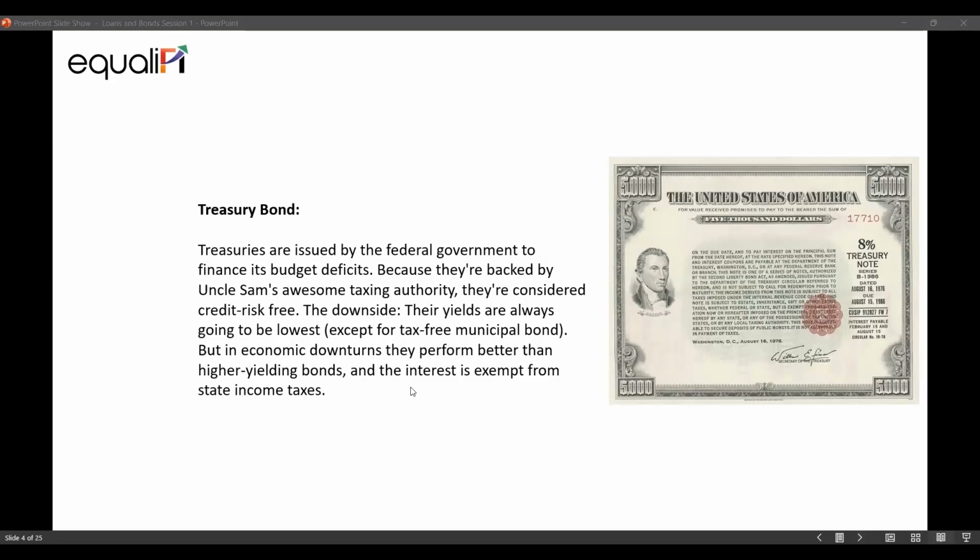So treasuries are issued by the federal government to finance its budget deficits, and because they are backed by Uncle Sam's awesome taxing authority, they are considered credit risk-free. But the main downside of these bonds is that their yields are going to be the very lowest. As you know, we keep on investing in government securities where the yields are low, but those are secure. So the concept is that once we go for a higher-yield bond, we probably need a higher risk appetite.